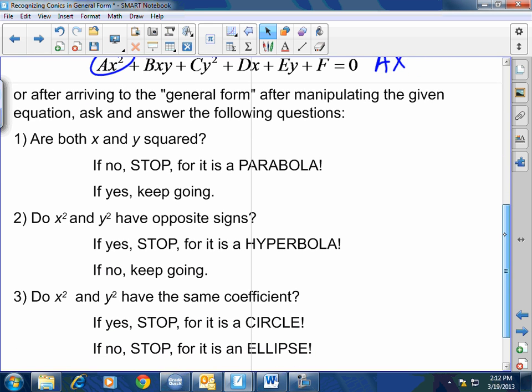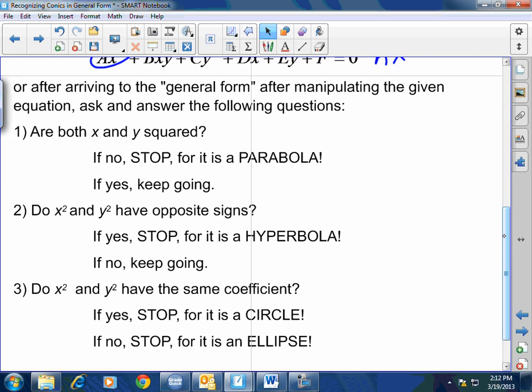Once you get to this general form, you got 3 questions you're going to ask yourself, guys. And if you can answer these questions, you're done. Are both x and y squared? If no, if only y is squared or only x is squared, stop, you're done. It's a parabola. Done. You don't have to do b squared minus 4ac and b equals this and a equals, forget that garbage. If they are both squared, keep going.